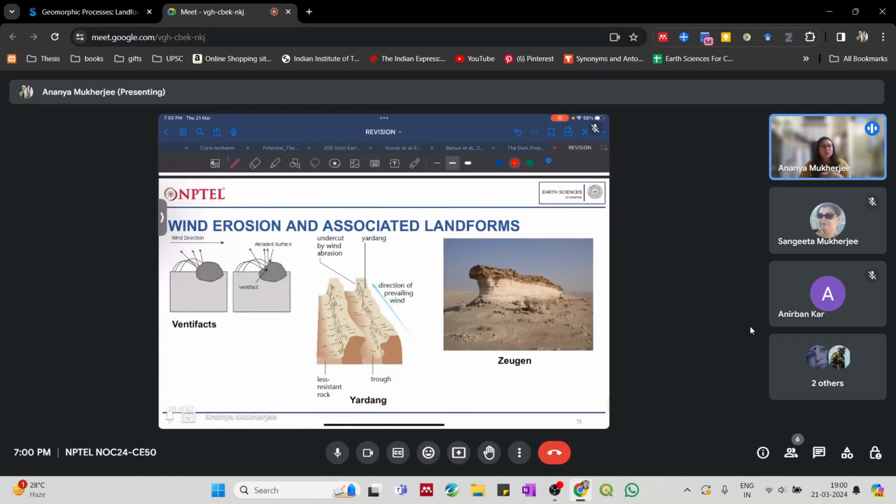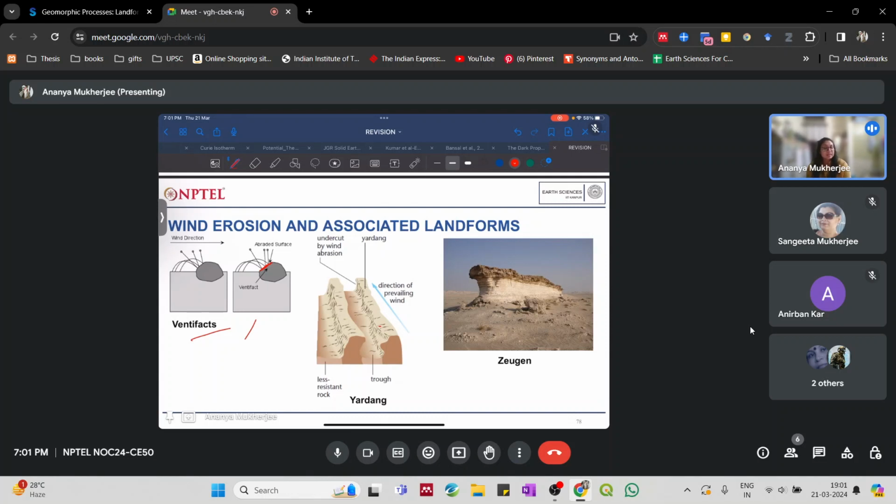Then the abrasion action of wind erosion forms features like ventifacts, where you can see that one part of this rock fragment has got polished. Then you have yardangs. In yardangs, when you have alternating softer and harder material, the softer material between two harder materials gets eroded, and what you are left with are these parallel features with troughs in between, and these are called yardangs.